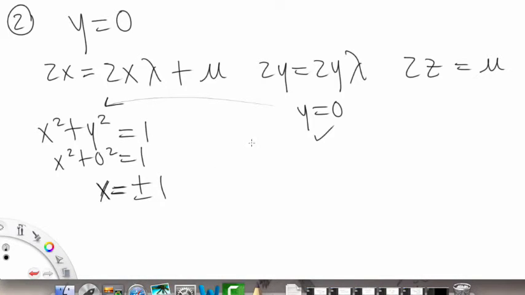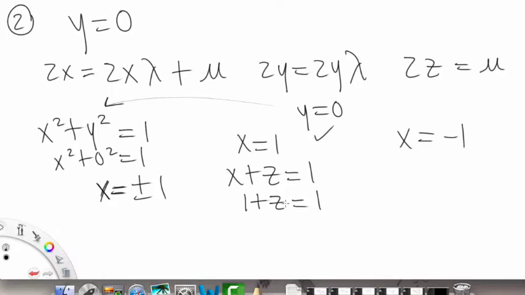So here's our first branch, and here's our second one, where x is negative 1. So now we're going to make use of the other constraint equation, okay? And we're going to solve for the rest of the variables. So here's our constraint equation. If we plug in a 1 for x, we get 1 plus z is equal to 1, okay? And therefore, z is 0, all right?